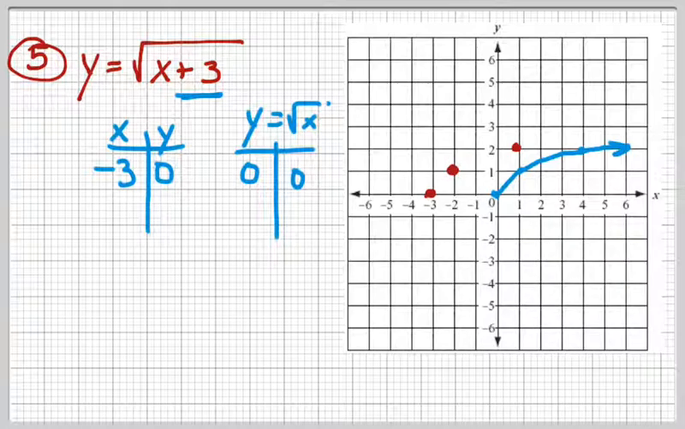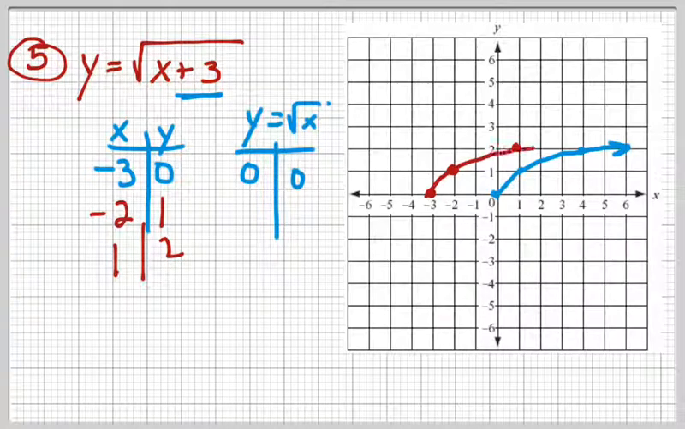So negative 3 gives me 0. Negative 2 gives me 1. 0 I don't want to plug in because 0 gives me the square root of 3. Negative 1, I don't want to plug in, that gives me the square root of 2. If I plug in a 1, I get 2 out of it.